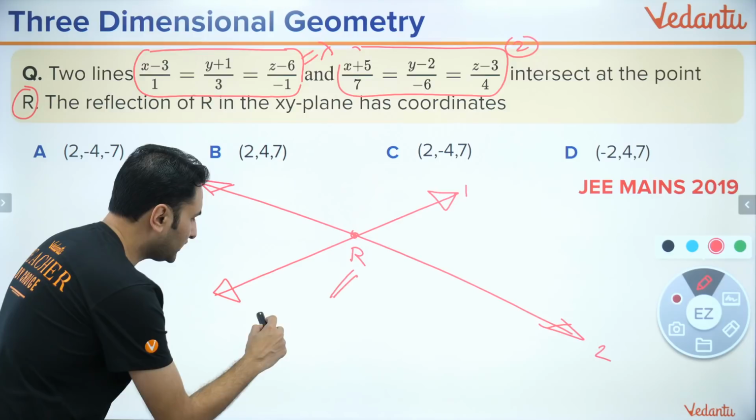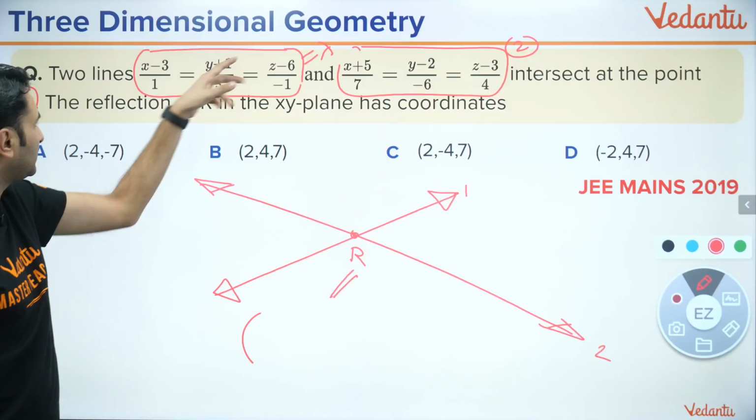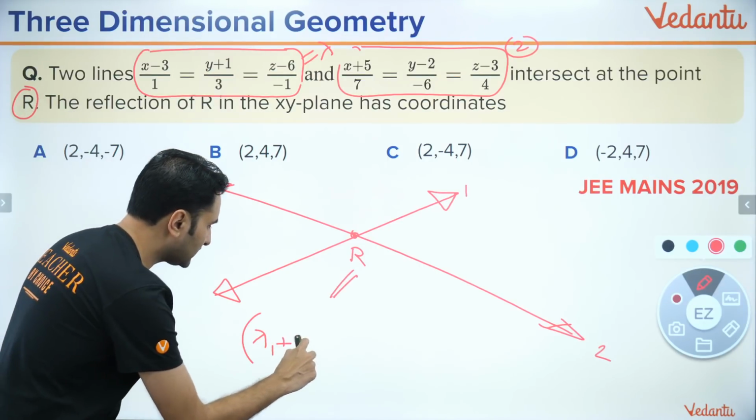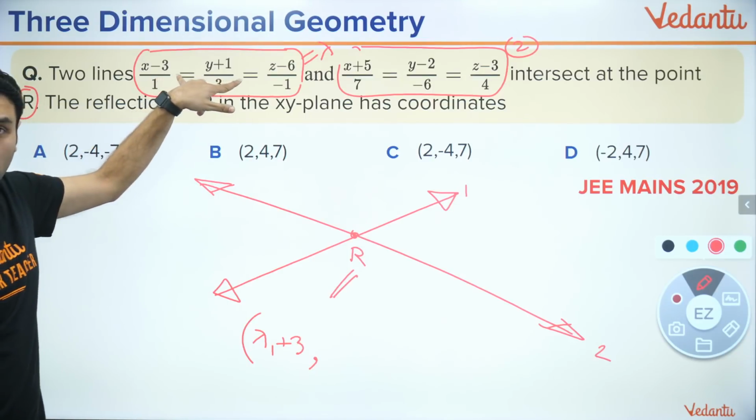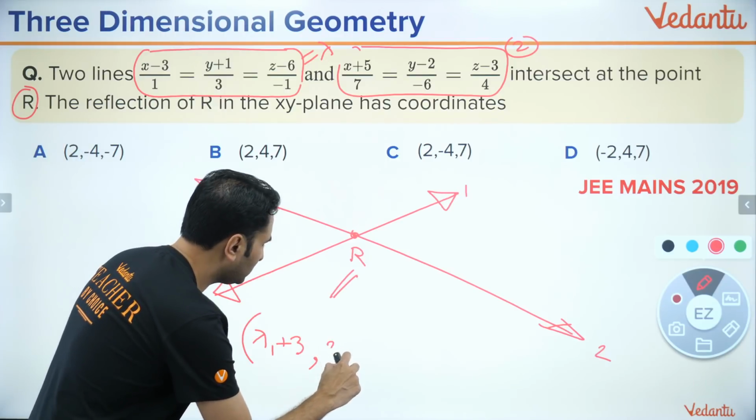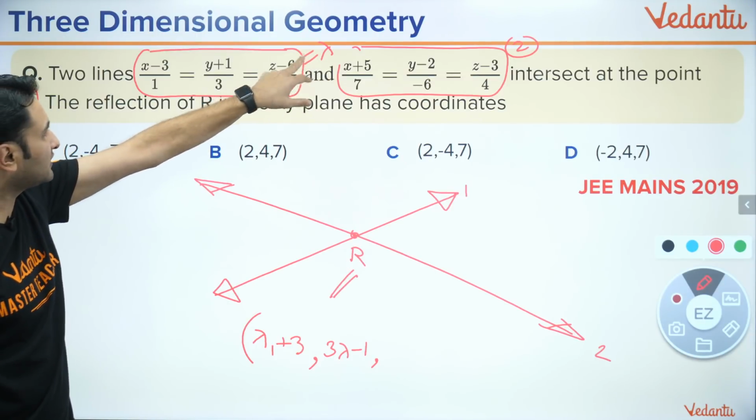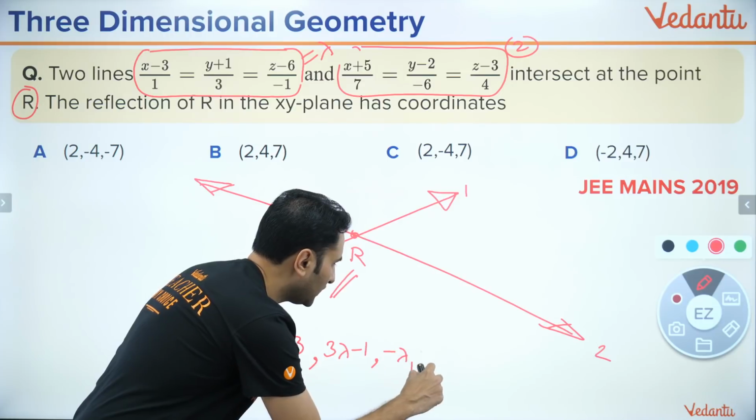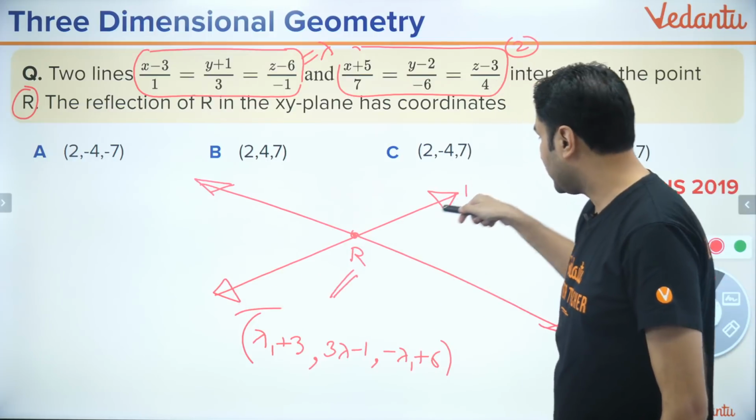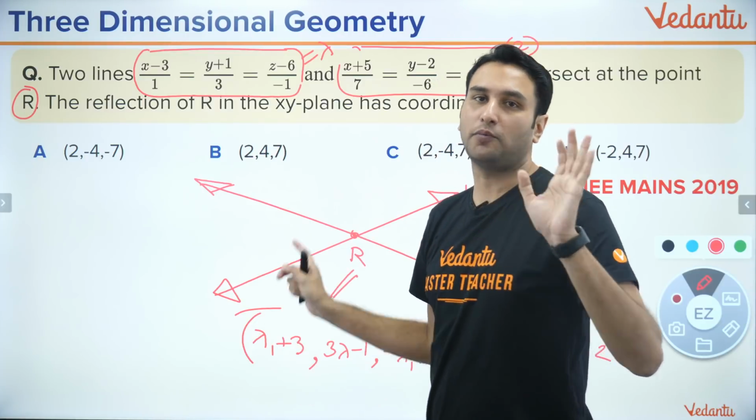So can I write this R as, look carefully, how much will it be? Just cross multiply, lambda for a particular value of lambda, so let me call it lambda 1, plus 3 is the x component of a point on the line. Agree? What is the y component? It will be 3 lambda 1 minus 1, and what is the z? Minus lambda plus 6. So this is a point on line 1 for a particular value of lambda. Let me say that point is R.